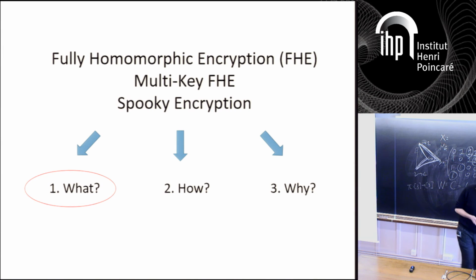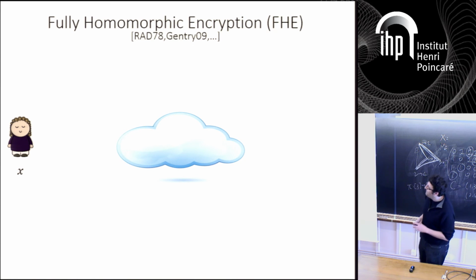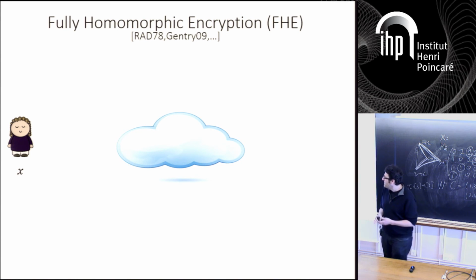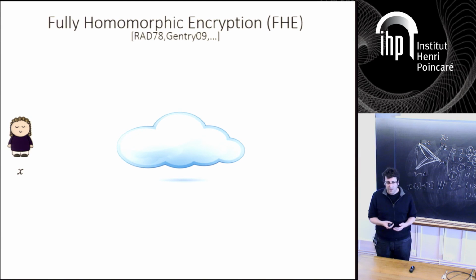What are these things? Let's start with fully homomorphic encryption. How many of you have heard of fully homomorphic encryption? OK, most, but not all. So I'll just tell you a really brief description. It's an idea that's been around for a long time, since people have wanted to do this since the late 70s. But it's only been something that we've known how to do since very recently.